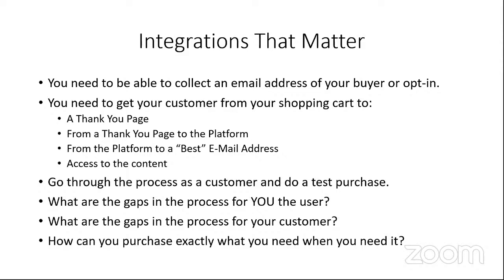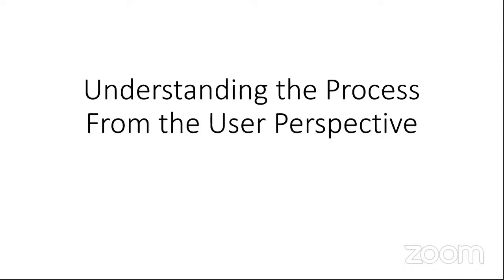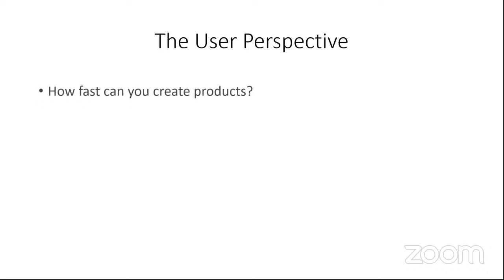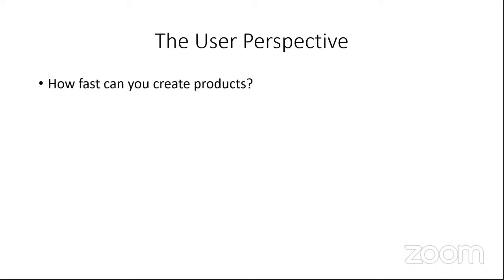You've got to get these right if you're going to have video courses, multiple video courses, and some kind of continuity program on the system that you've already purchased. So in other words, you have to understand the process from your perspective, putting it together. If we're going to put together a system where we're selling multiple products, how fast can you put a product together and get it up for sale?